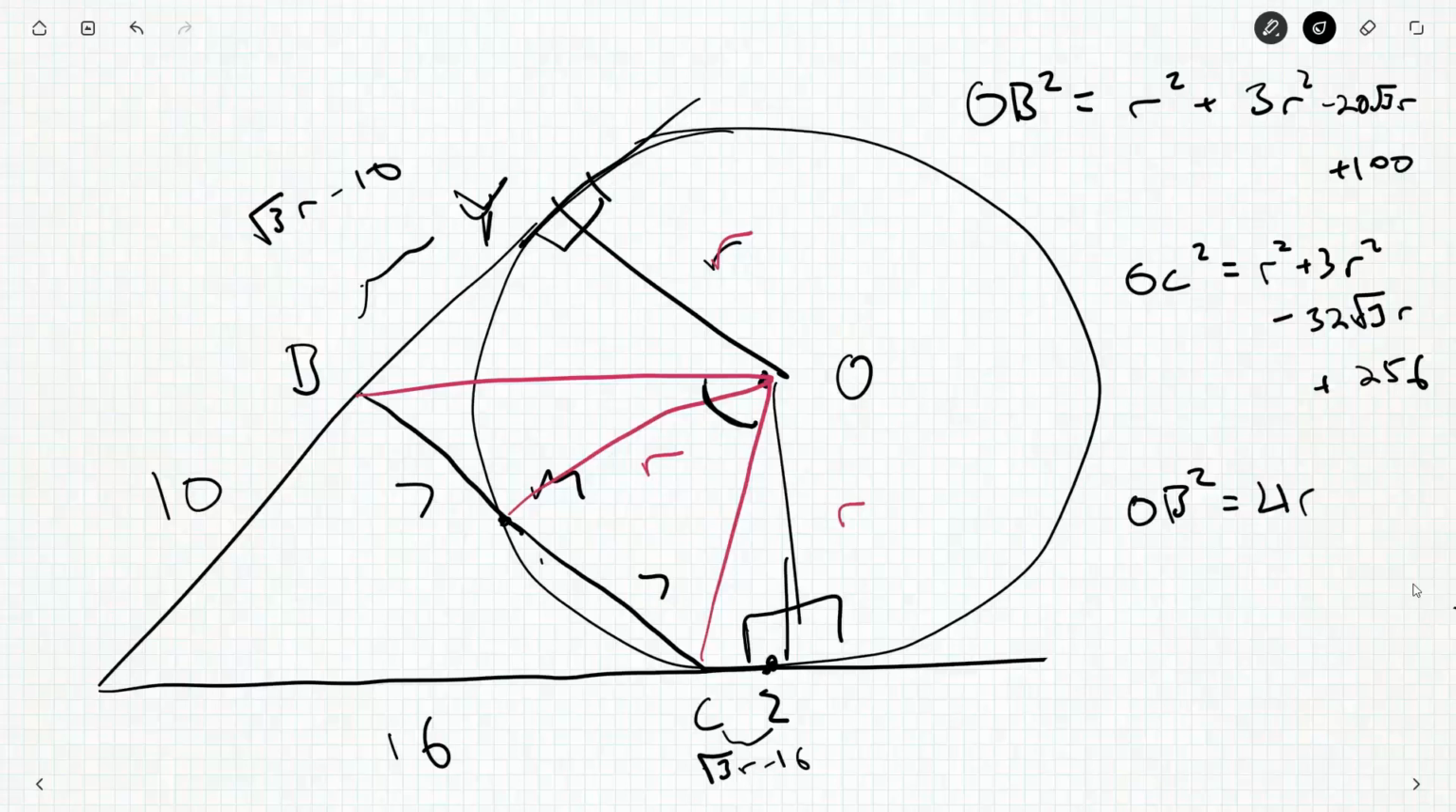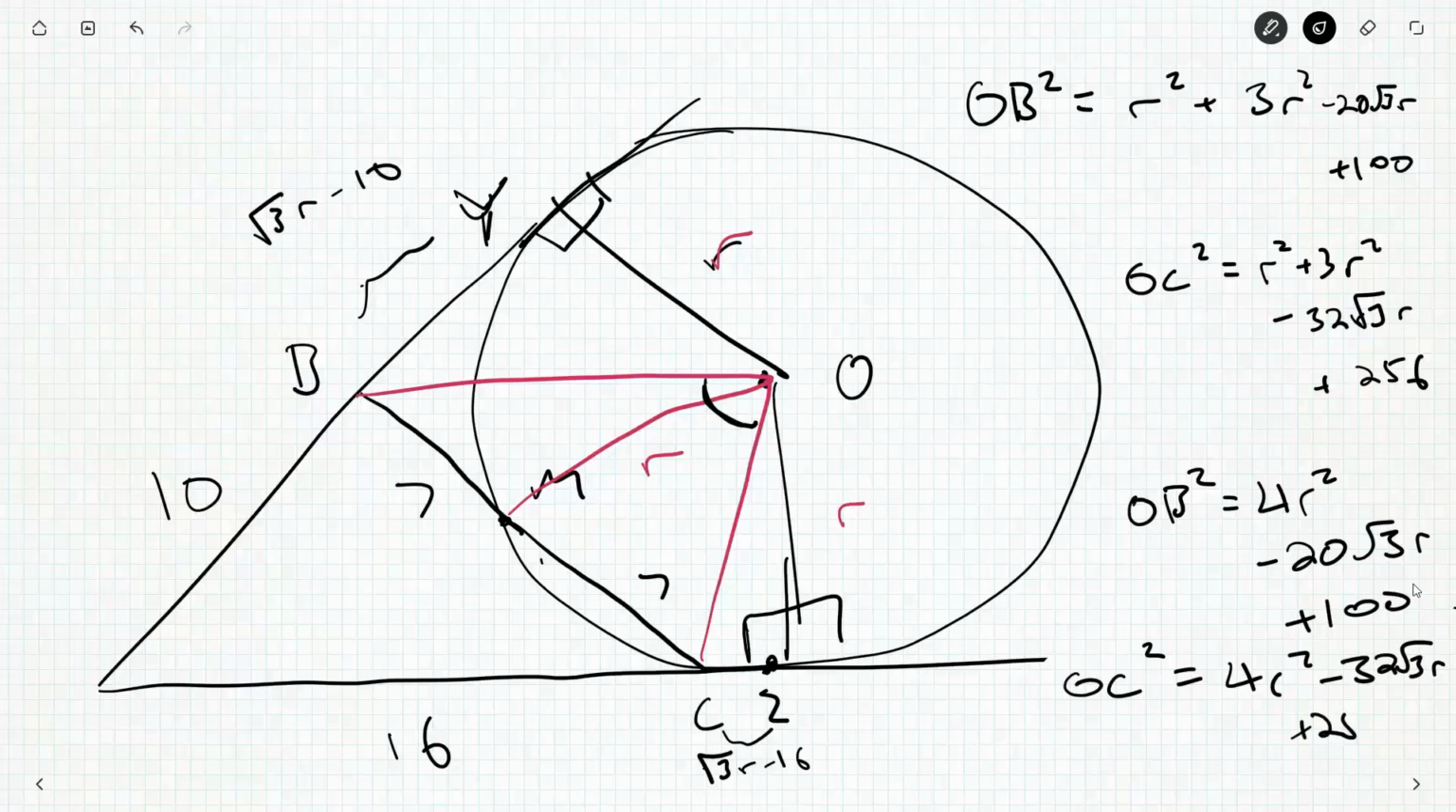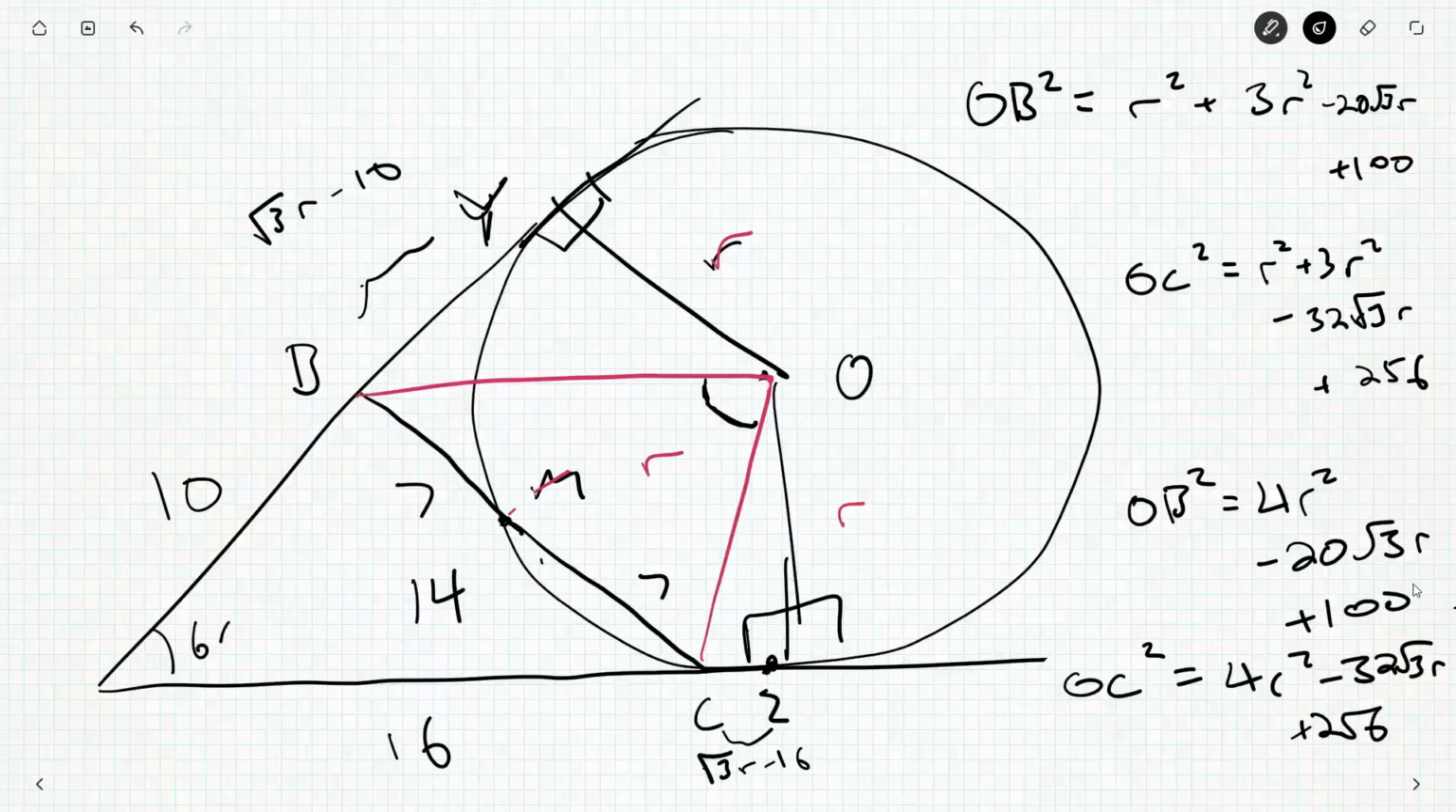So we'd get 4R squared minus 20 root 3R plus 100. And OC squared is 4R squared minus 32 root 3R plus 256. And then it's opposite of 14. But I don't have an angle that I necessarily know. I do know I've got 60 down here. But I don't know this angle, I don't know this angle, or this angle.